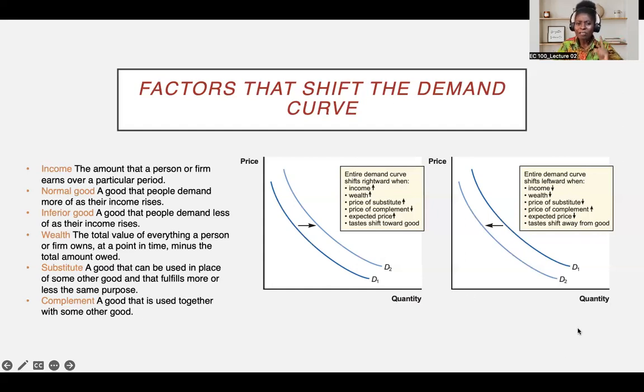Whenever I ask you any question like this, just think, what am I asking? What factor? Is it income? Is it wealth? How does it usually affect the consumer or the buyer? Does it affect this way or that way? Then you bring it to the curve and show the impact.